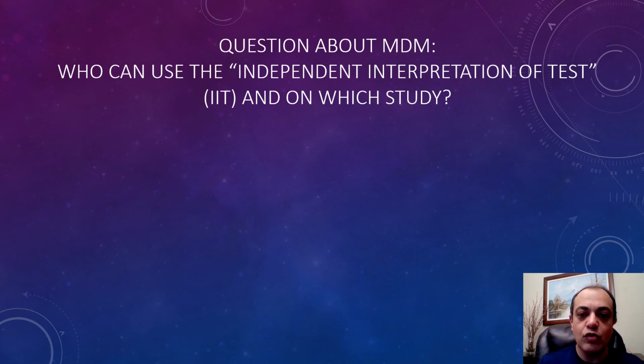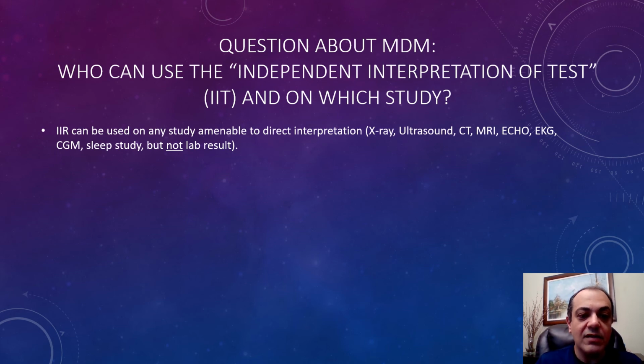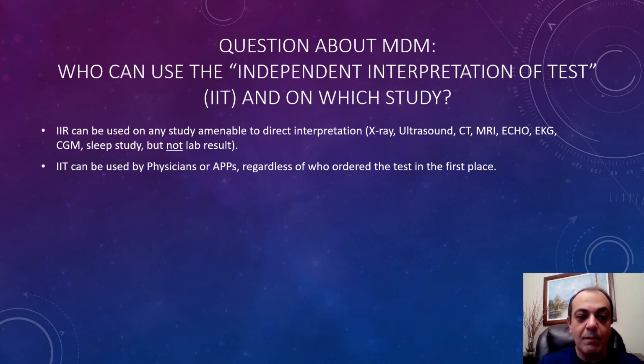Who can use the independent interpretation of test clause in medical decision making, and on which study can it be used? So the independent interpretation of a study or of a result can be used on any study amenable to direct interpretation. Anything where you can look at an image or a graph or some raw study material to make your own conclusion about the study. It can be X-ray, ultrasound, CT, MRI, echo, EKG, continuous glucose monitor, charts and/or graphs, sleep study, raw results, but not lab results. Now, it can be used by any physician or by any APP, regardless of who ordered the test in the first place.